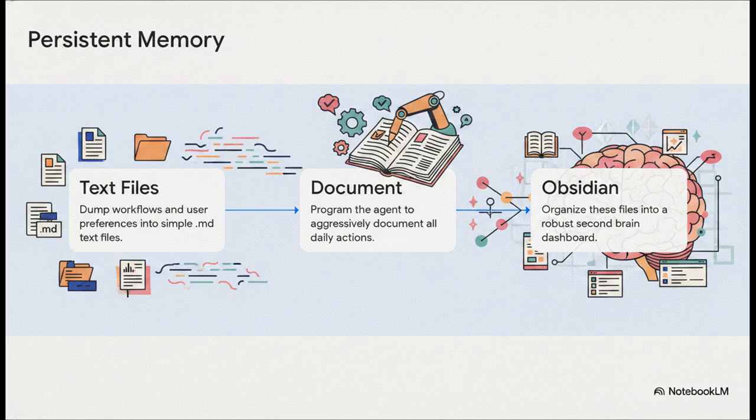Finally, you take an application called Obsidian and point it right at this folder of markdown files. Obsidian is essentially a visual markdown reader that automatically maps the connections between all these scattered text files, and it instantly turns your agent's memory into a highly organized, easily searchable second brain.